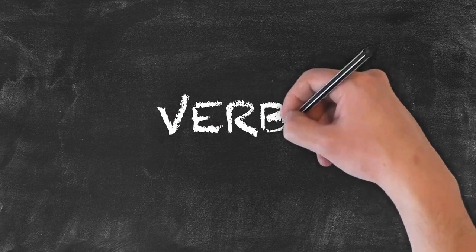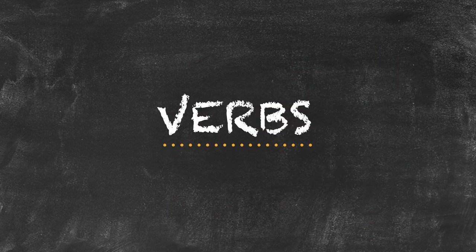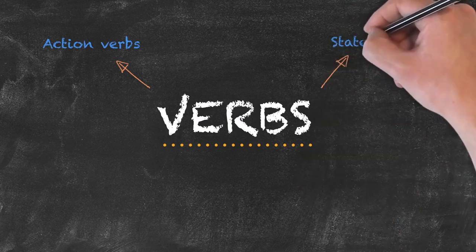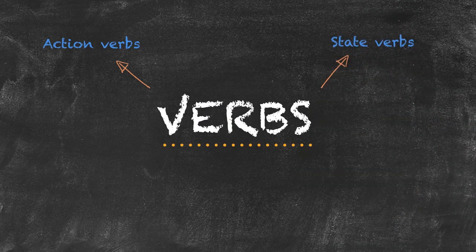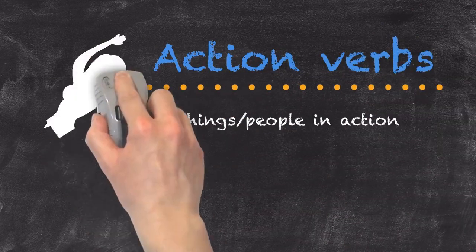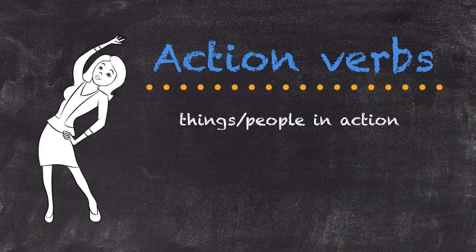Moving down our list of parts of speech, we have our verbs. The first big difference between verbs that we need to look at is whether it's an action verb or a state verb. Our action verbs, as the name suggests, means that we typically can see these things in action. We can see people working, and we certainly see people going to various places.